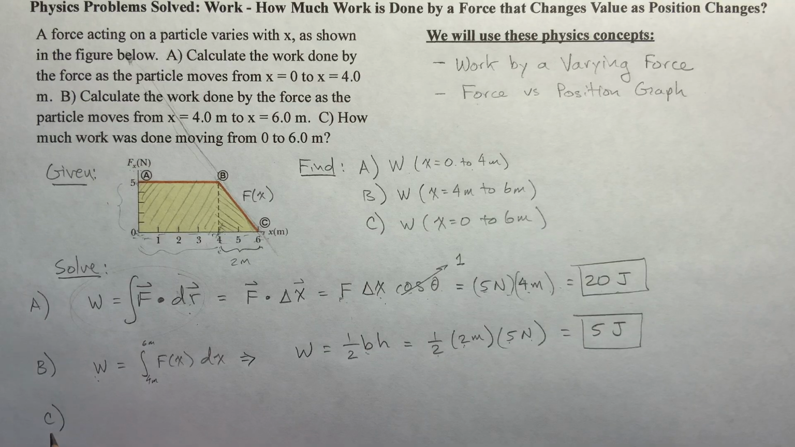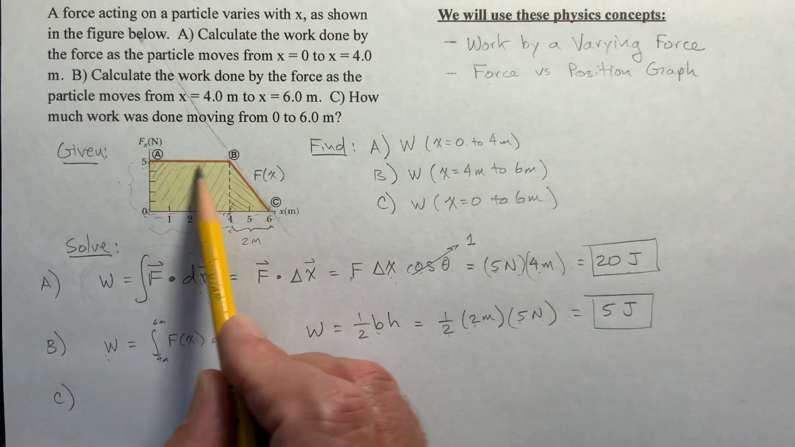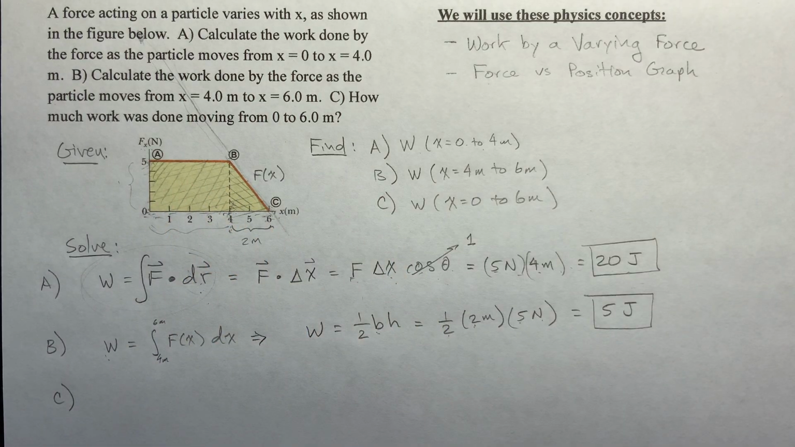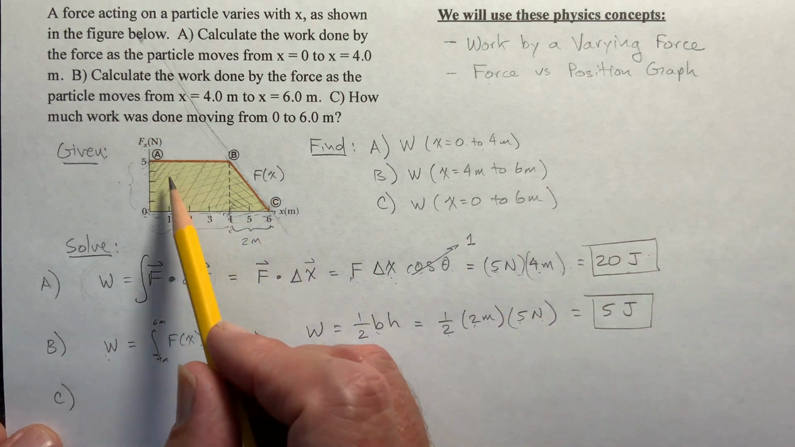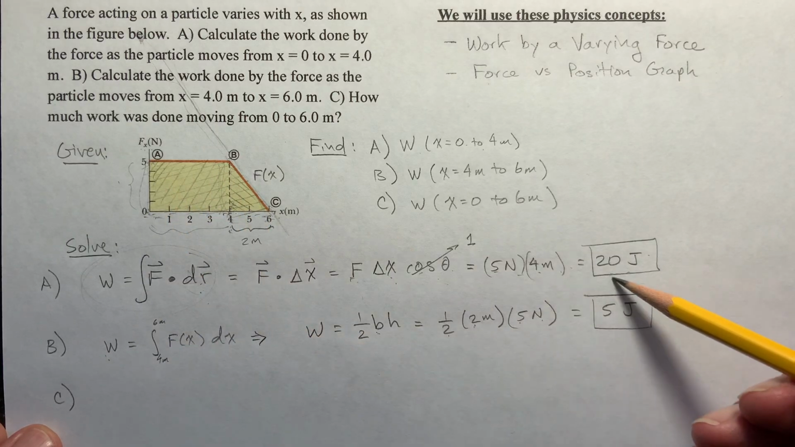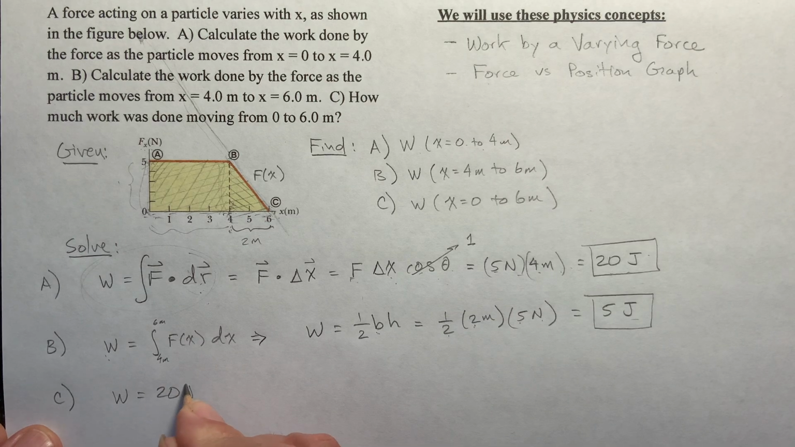Now, my answer for part C is going to be quite easy. It's just the total area of the whole thing. The best approach here is just that we've got a rectangle and a triangle. You can just add them together. So for the whole thing, it's just 20 joules plus 5 joules. So the work equals 25 joules.